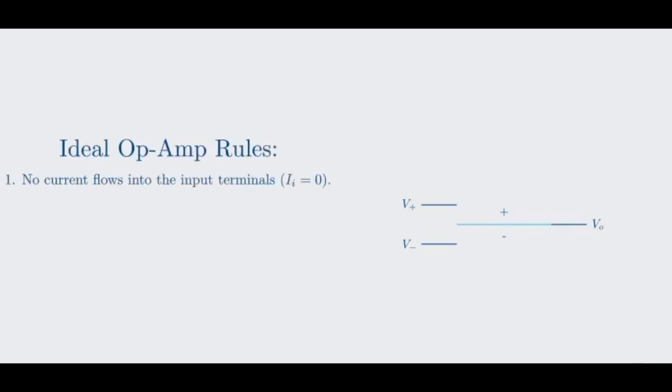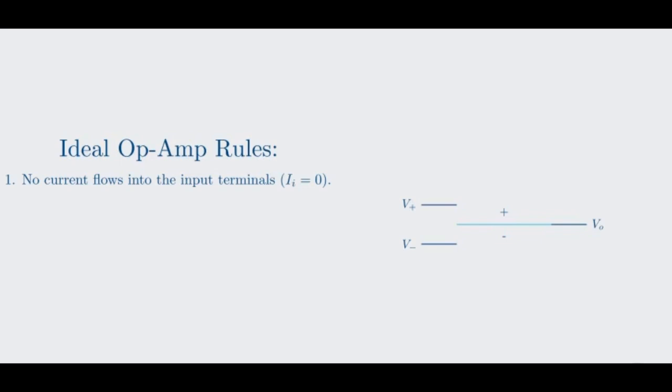We can represent an ideal op-amp with this symbol: two inputs, a non-inverting one marked with a plus sign, and an inverting one marked with a minus sign, and one output. The ideal op-amp follows two golden rules that make it incredibly easy to work with in circuit analysis. The first rule is that no current flows into the input terminals. In reality, there is a tiny leakage current, but for an ideal op-amp, the input impedance is infinite. Think of it like a perfectly insulated wall.